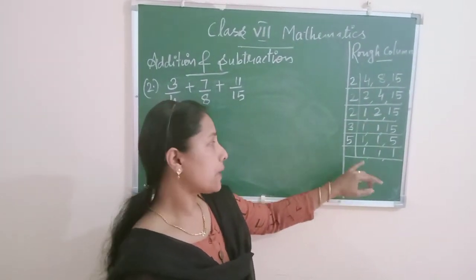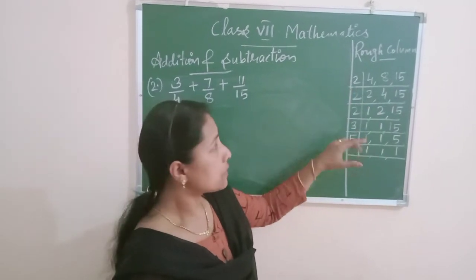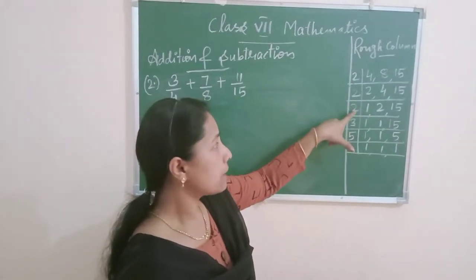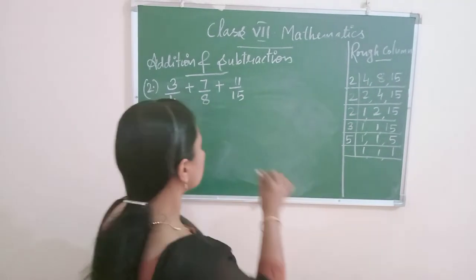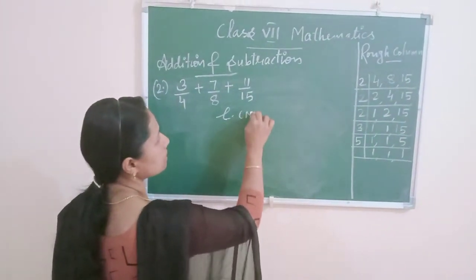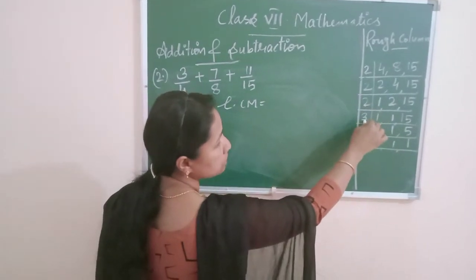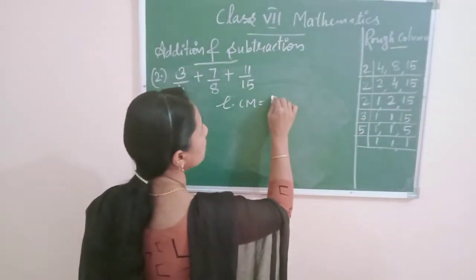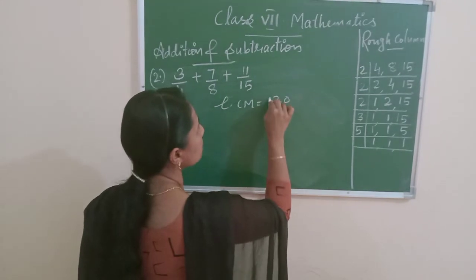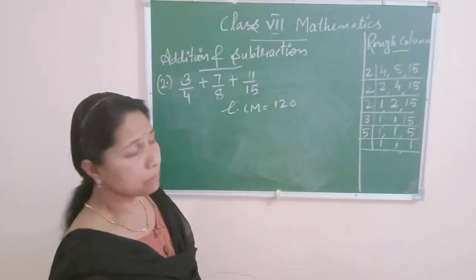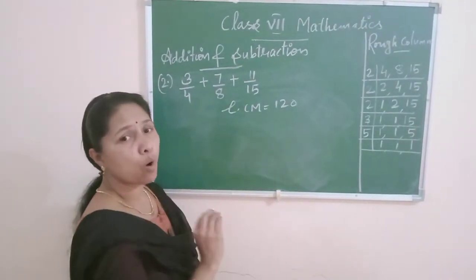After getting the prime factors, for getting the LCM, you have to multiply the prime numbers together. So here I am writing the LCM. 2 into 2, 4, 4 into 2, 8, 8 into 3, 24 and 24 into 5, 120, and your LCM is 120. After finding the LCM, take this LCM as the common denominator.